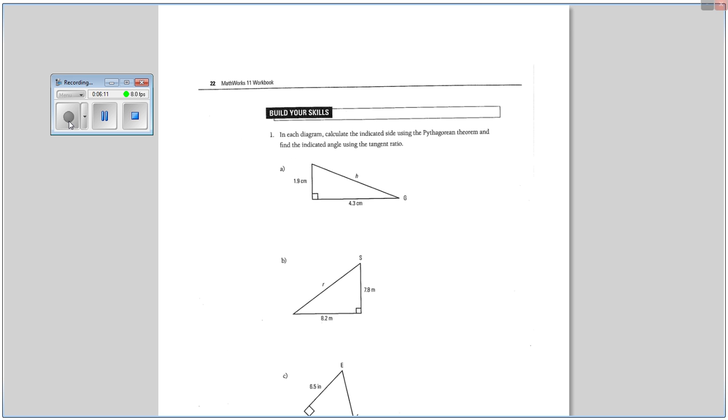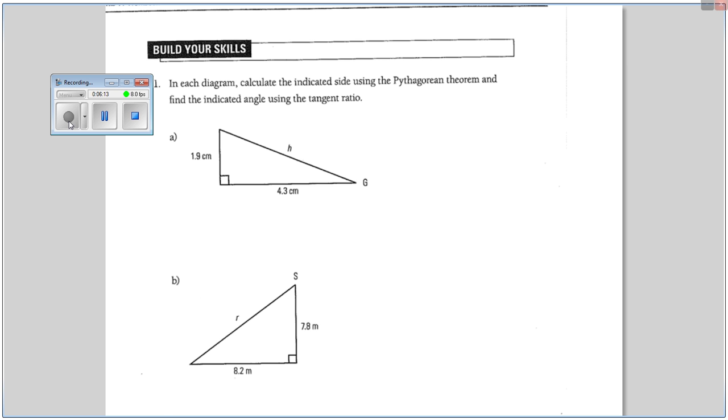Okay, moving on. Build your skills. In each diagram, calculate the indicated side using the Pythagorean theorem and find the indicated angle using the tangent ratio. So, solving for hypotenuse. In this case, the hypotenuse is labeled h. Okay, the trick is always the square root of the legs squared. This is the trick.